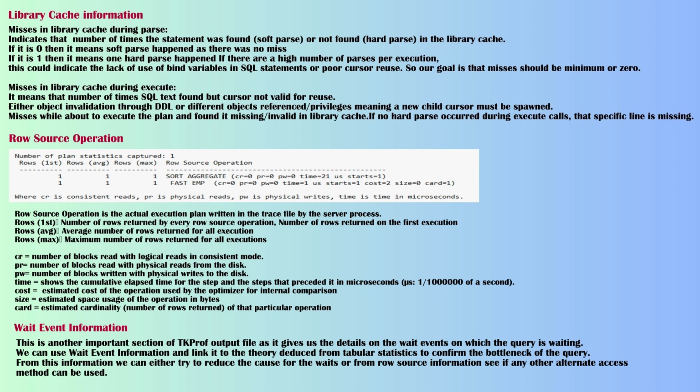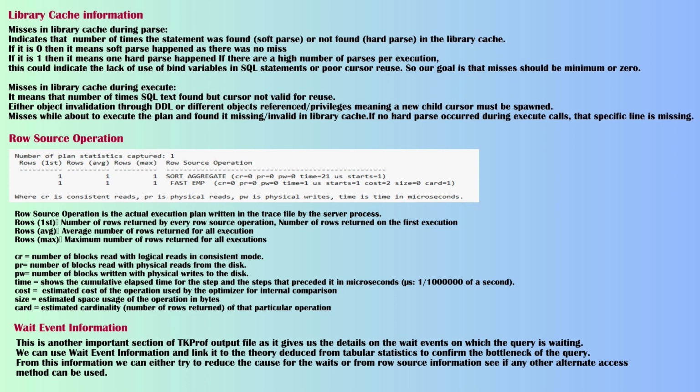11.2.0.2 provides 3 columns: rows first, rows average, and rows max. Rows first is the number of rows returned by every row source operation on the first execution. Rows average is the average number of rows returned for all executions. Rows max is the maximum number of rows returned for all executions. CR equals the number of blocks read with logical reads in consistent mode. PR equals the number of blocks read with physical reads from the disk. PW equals the number of blocks written with physical writes to the disk.